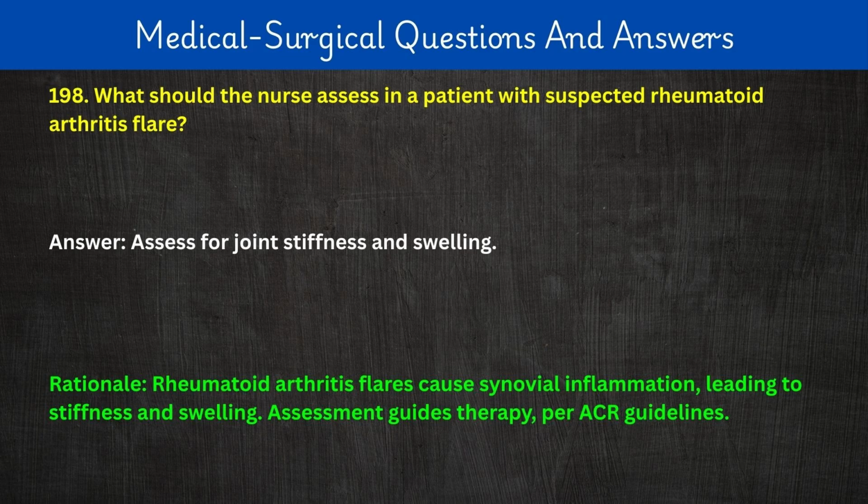198. What should the nurse assess in a patient with suspected rheumatoid arthritis flare? Answer: assess for joint stiffness and swelling. Rationale: rheumatoid arthritis flares cause synovial inflammation, leading to stiffness and swelling. Assessment guides therapy, per ACR guidelines.